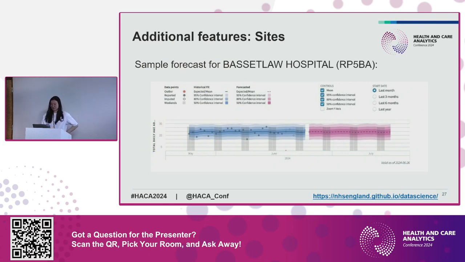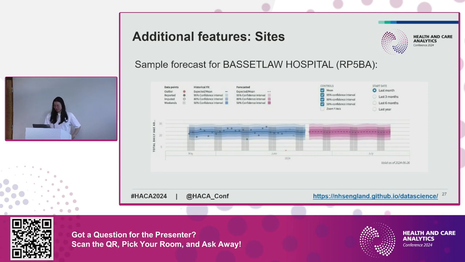So one of the additional features we've been working on recently is adding new sites to the model. So not all trusts and sites are currently being forecasted. That's because it is modeling for those type 1 sites and trusts, those are ones with an emergency department. This is a sample forecast for a specific site, Bassett Law Hospital, which we've added very recently.